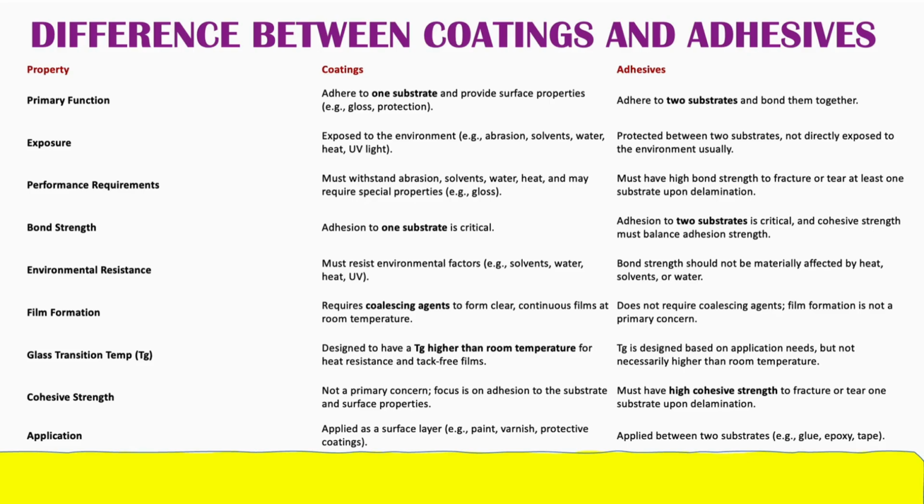So these are the main differences between coatings and adhesives on the basis of their primary function, their exposure to different environments, their performance requirements, what is demanded from them, the bond strength, film formation, the glass transition temperature of the polymers used to prepare adhesives and coatings, the cohesive strength, and of course, the applications.